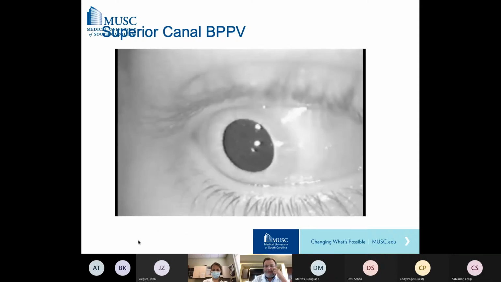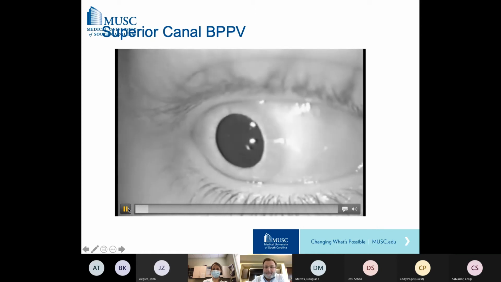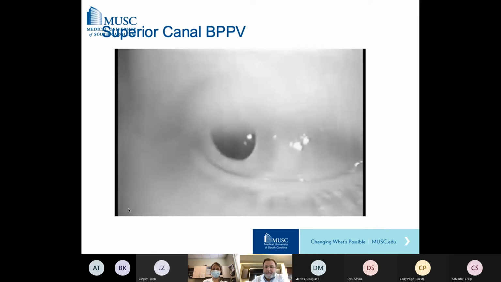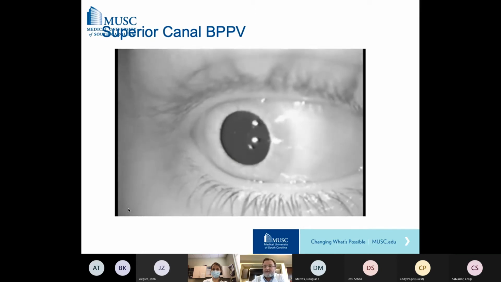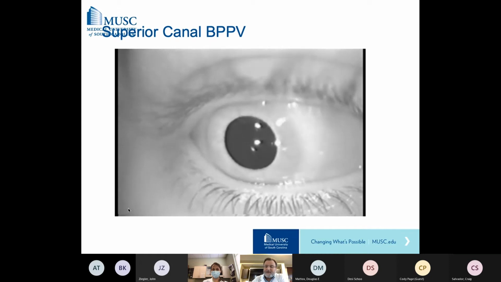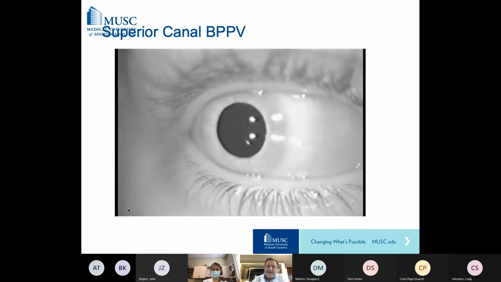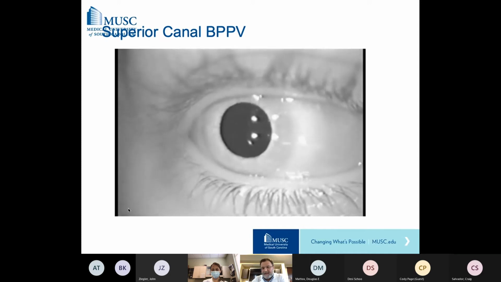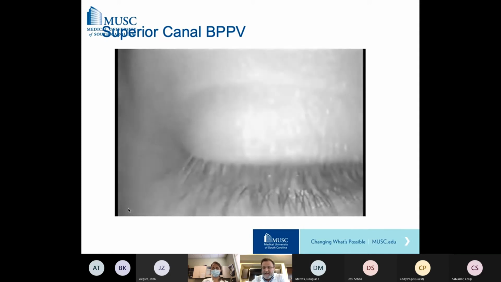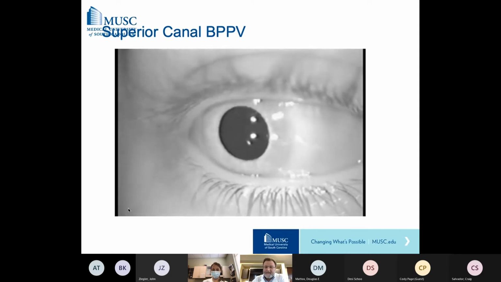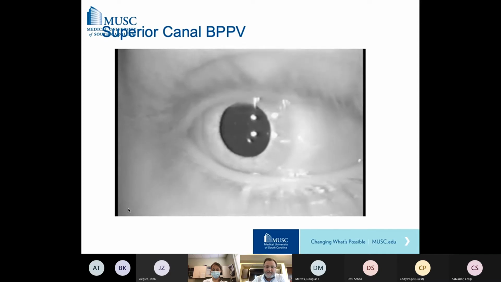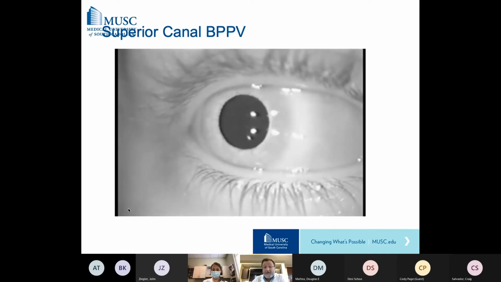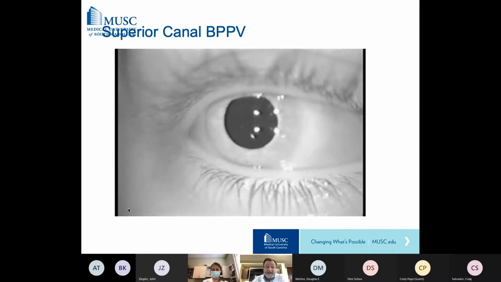This is what a superior canal BPPV nystagmus would look like, purely downbeat, contrary to the upbeat torsion that we see in posterior semicircular canal. The word of caution here, and I'll probably tackle this later in one of the cases, if you see a nystagmus like this, always get an MRI. Better safe than sorry. They are very rare. I don't see more than one of those a year.